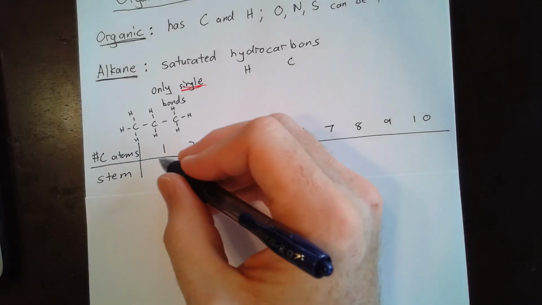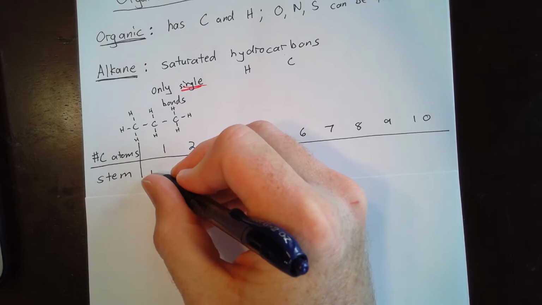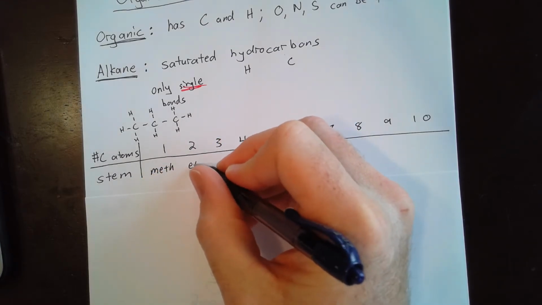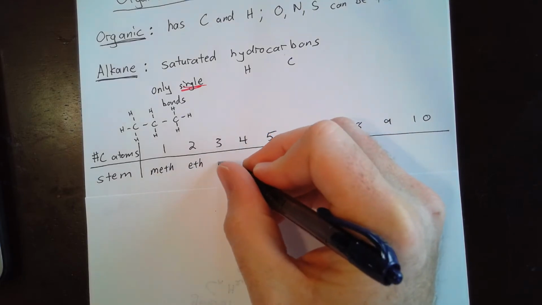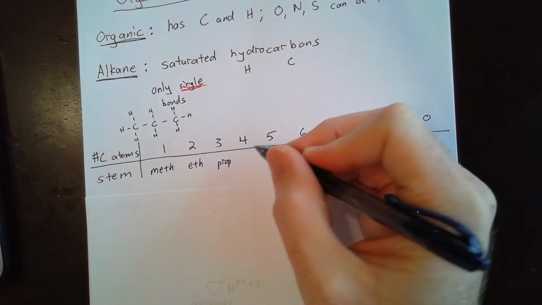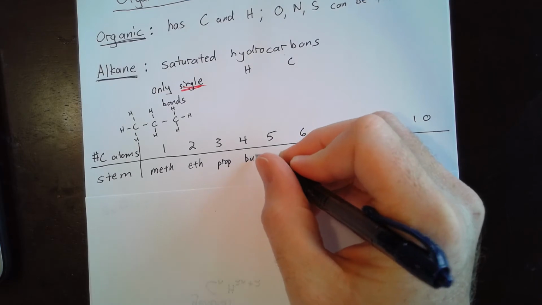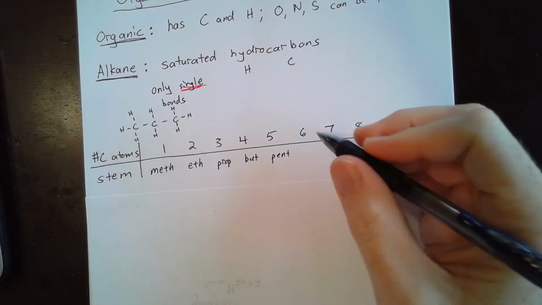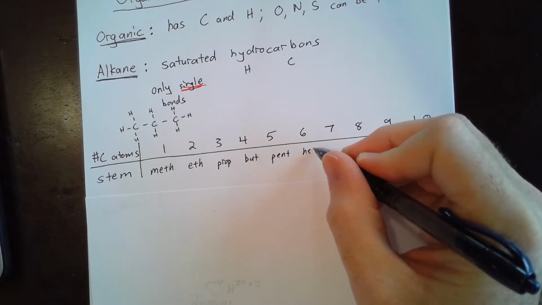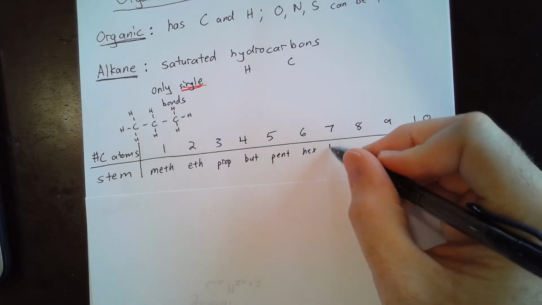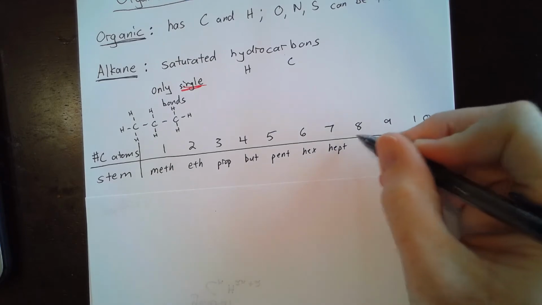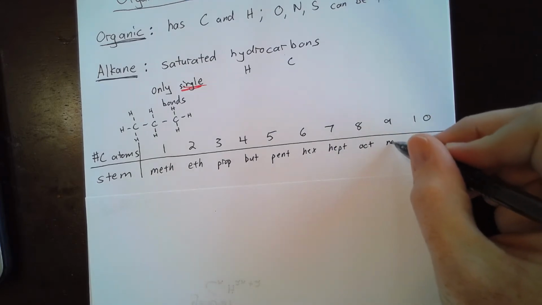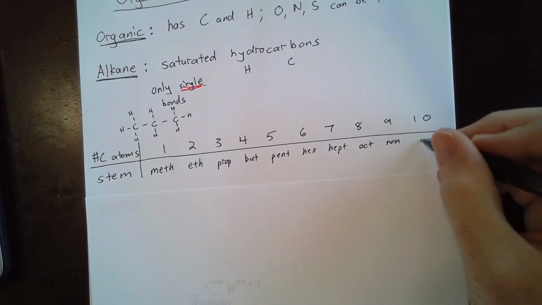So for 1, it will be meth. 2 is eth. 3 is prop. 4 is but. 5 is pent. 6 is hex. 7 is hept. 8 is oct. 9 is non. And then 10 is dec.